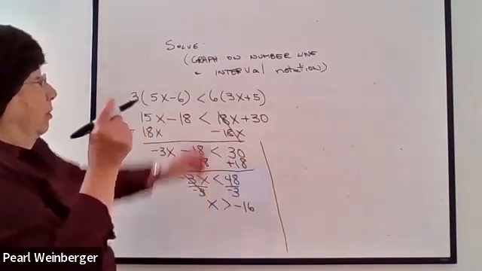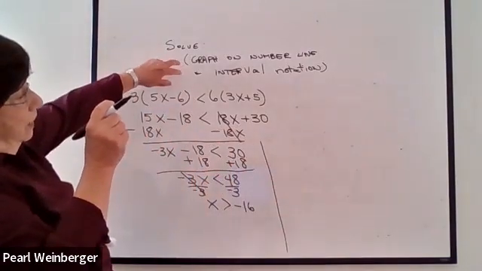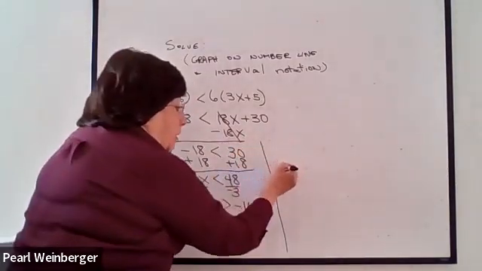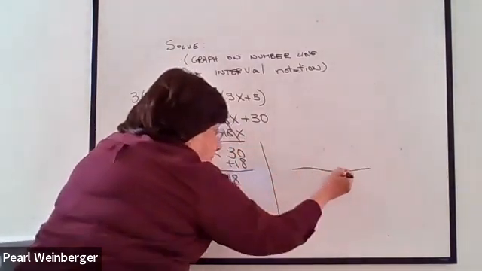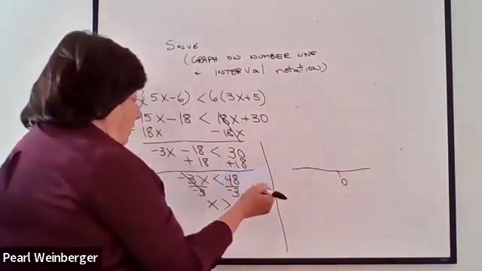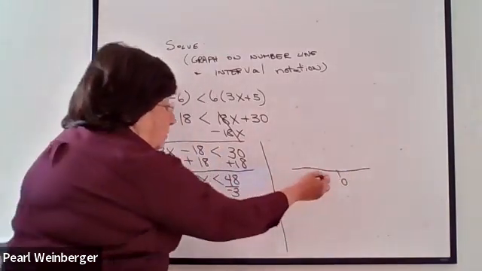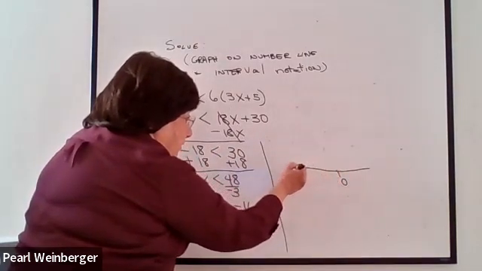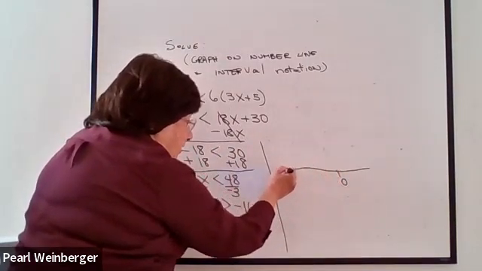Now, I also asked you to graph it on the number line and write it in interval notation. On the number line, here's my 0. My -16, I have to get to -16. So it's going to be pretty far out here. 1, 2, 3, 4, 5, 6, 7, 16 to the left. Let's say it's over here.